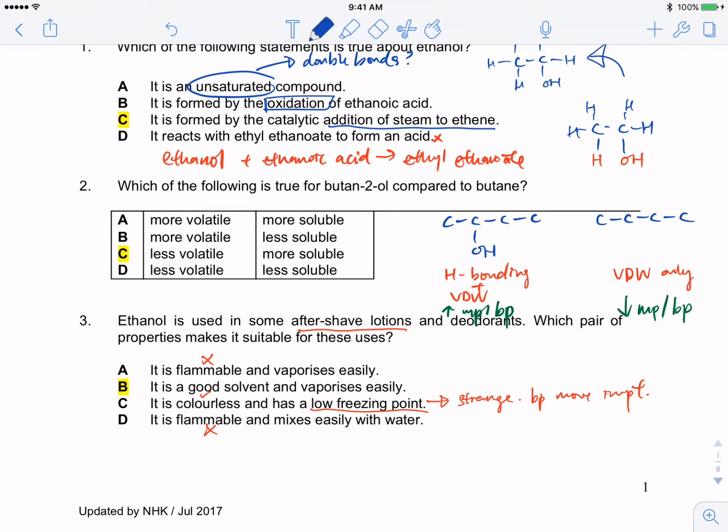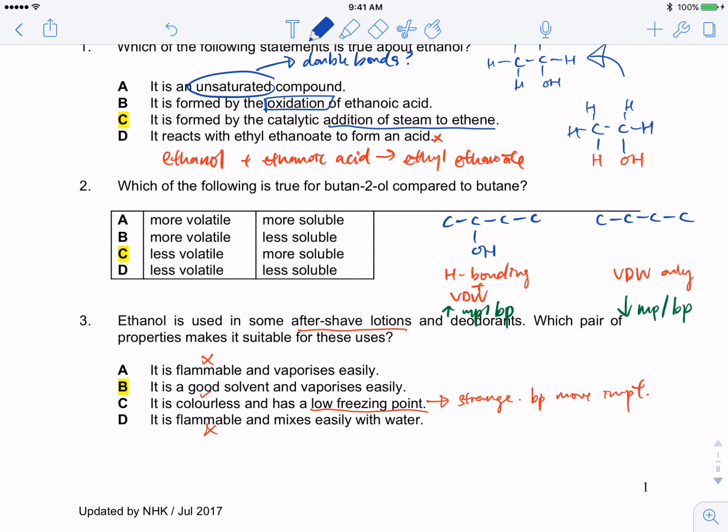Question 2. Which of the following is true for butanol compared to butane? Okay, butanol and butane, I drew out their skeletons here. As you can see, the difference is just the hydroxyl group. The difference would lead to hydrogen bonding being there and not being there. Because of this, you can tell that butanol will have a higher melting and boiling point, whereas butane will have a lower melting and boiling point. Because it has a higher melting and boiling point, it is less volatile.